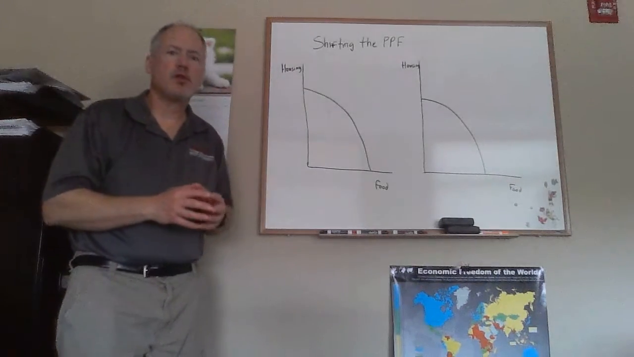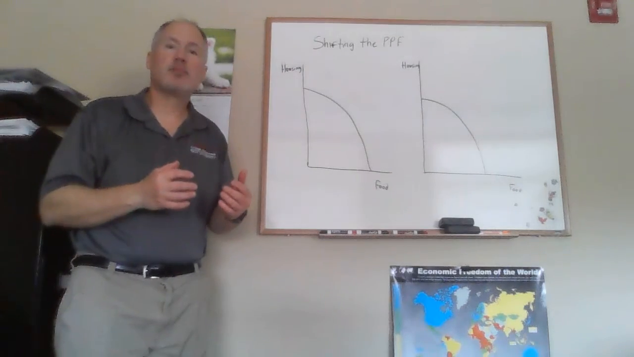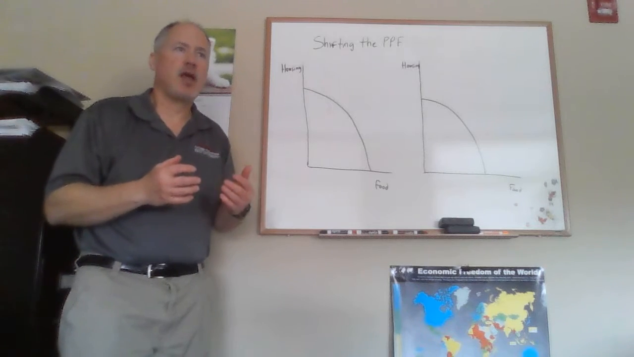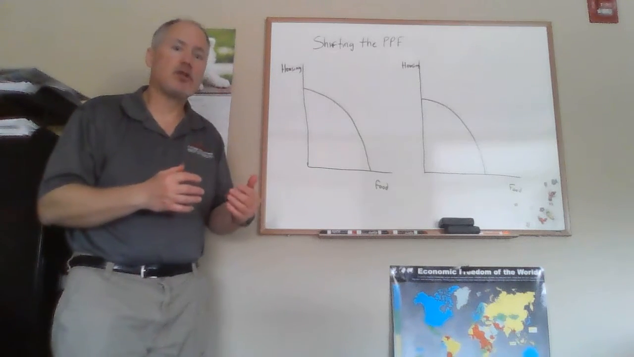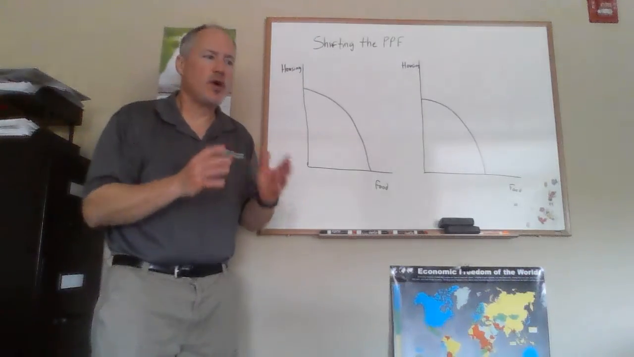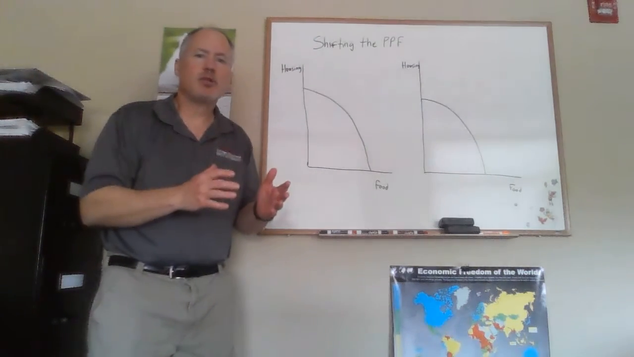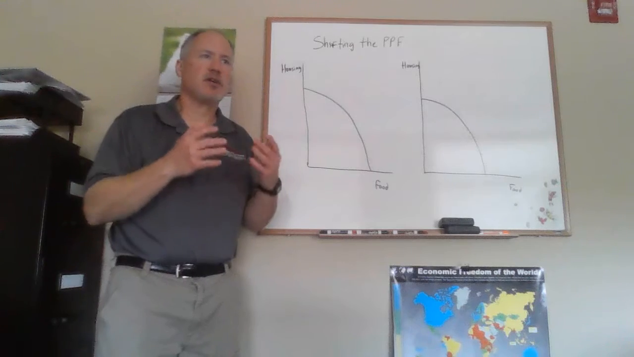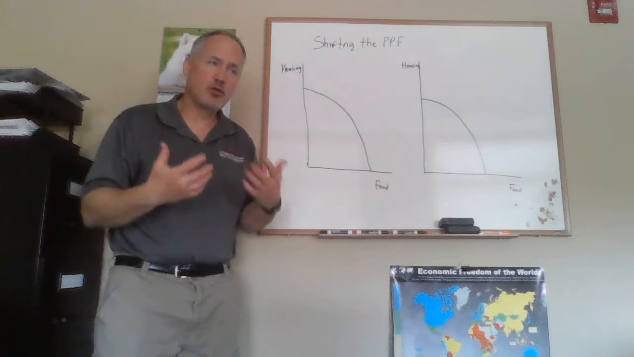Right, so this video is going to talk about how the production possibilities frontier can shift and how this gives us a first way to look at or think about economic growth. So we've already had a video to introduce the production possibilities frontier. It's a very powerful graph. It's the first graph we do.